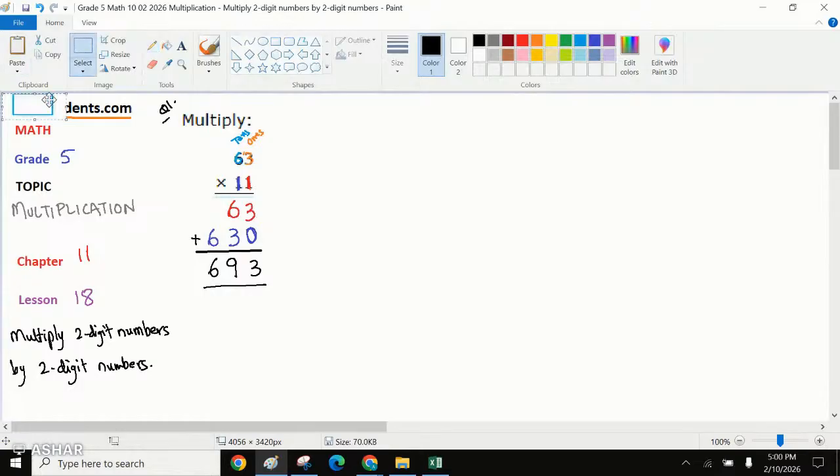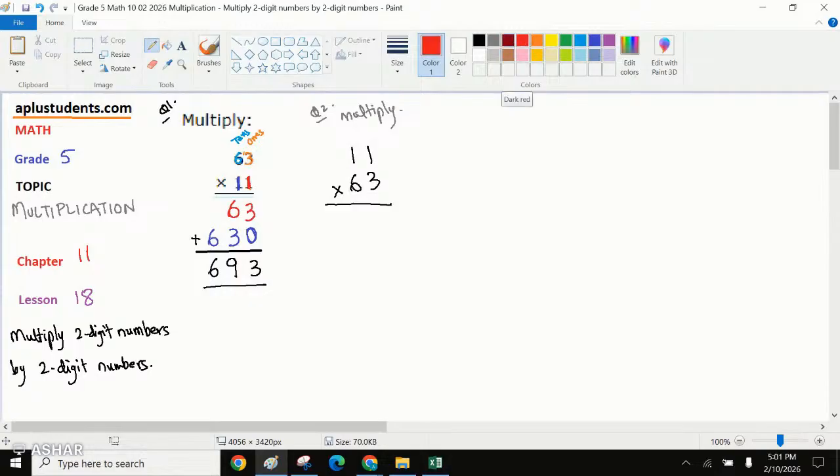Let's check if the answer would be same if we change the order of multiplication. If we would say in question number 2, we would multiply 11 multiplied by 63. If we change the order, the answer should be same, right? Yes, thank you, Semi. 693. For the same question, we are changing the order.